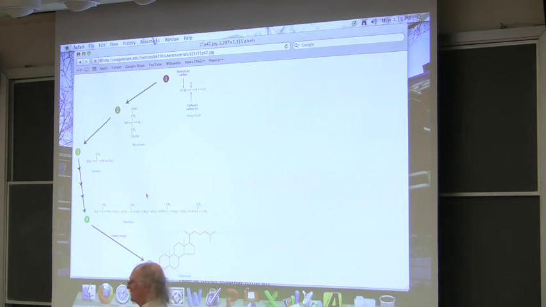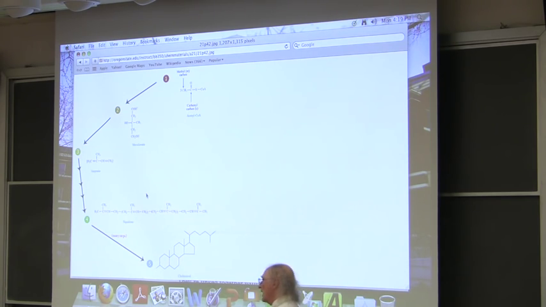Ketone body synthesis. Okay? Ketone body synthesis overlaps with cholesterol biosynthesis. They both have an intermediate of HMG-CoA. Well, HMG-CoA gets reduced to make mevalonate. It's a reduction reaction that makes mevalonate. In the case of ketone body synthesis, it goes a different direction.